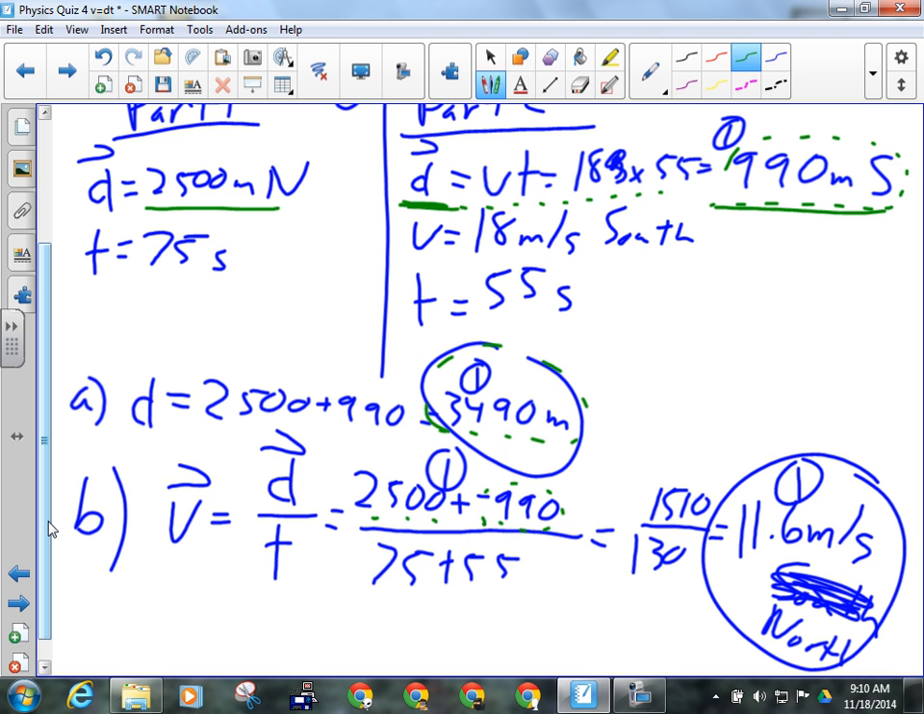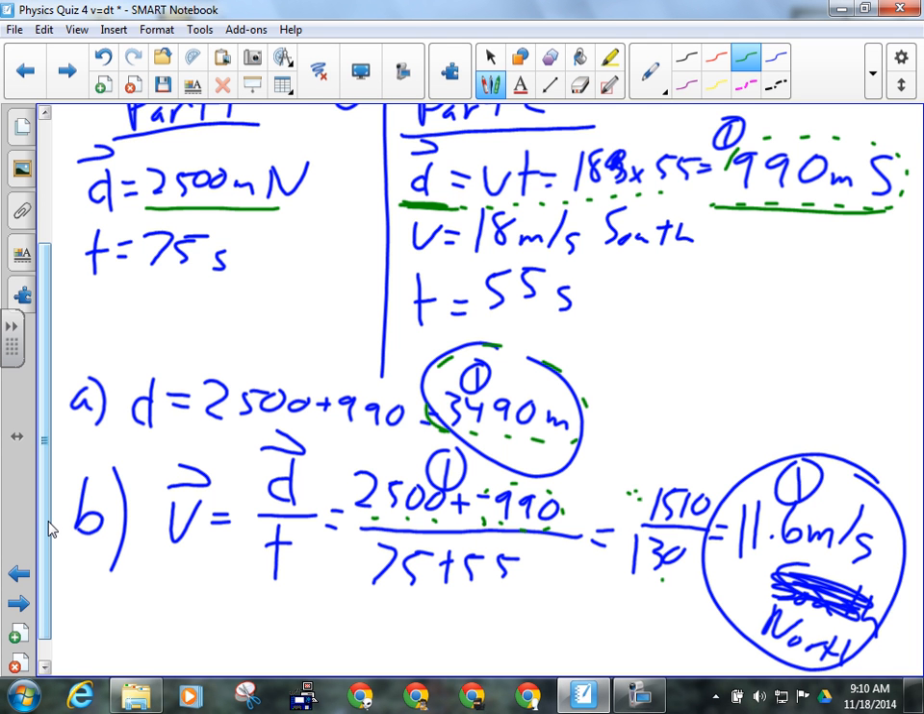Maybe they just got what this adds up to over what this adds up to, which is 1,510, not 1,410, over 130. So give them a mark.